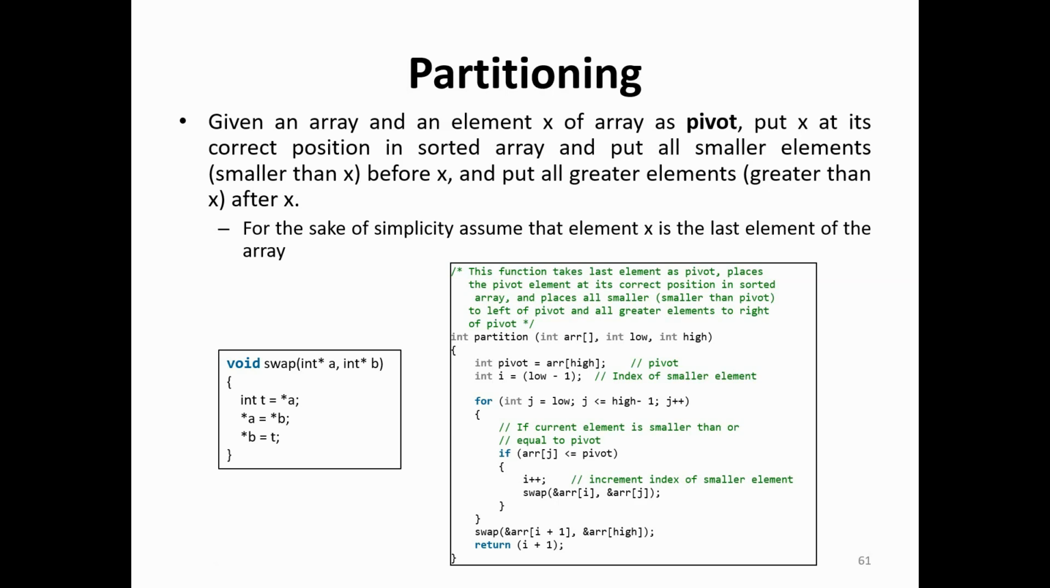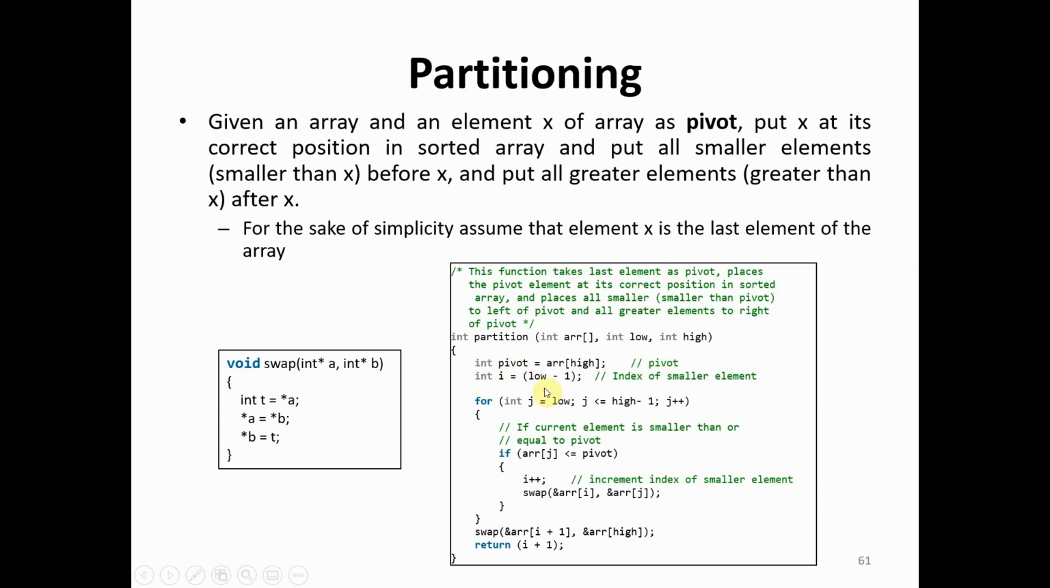Now, before talking about quicksort, let's talk about another problem. This problem is called partitioning. Let's say that we have an array that goes from index low to index high. In this case, I'm choosing the last element of this array. You see that array high is the last element. I'm choosing this as a pivot.